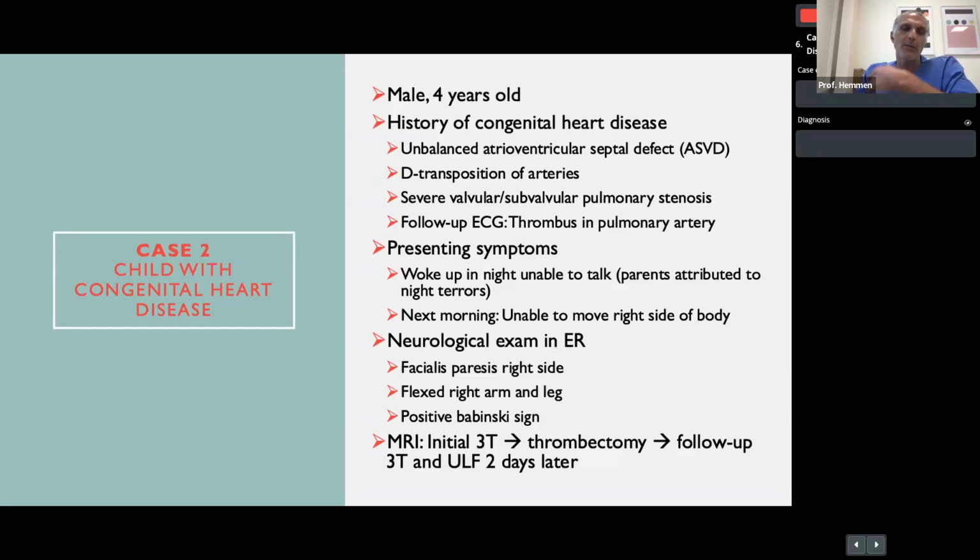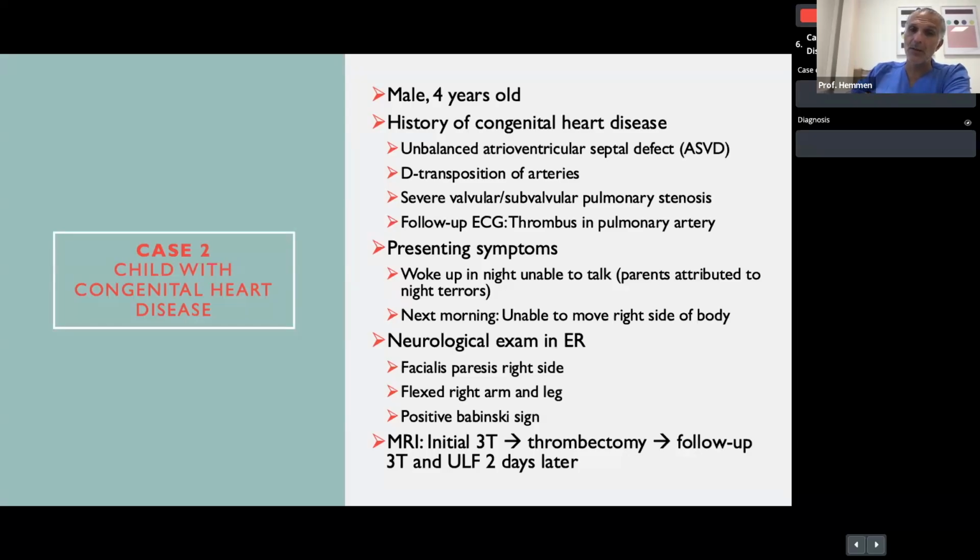And the parents at first, because he had never had that before and he was in a stable condition, weren't so alerted. So they thought that he had these, what we call as pediatricians, night terrors, that he wakes up whilst dreaming badly. But then the next morning, he was also unable to move his right side of the body, and they took him to the emergency department of our outpatient clinic.